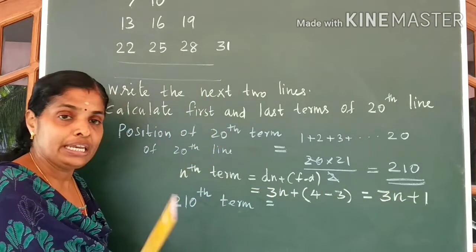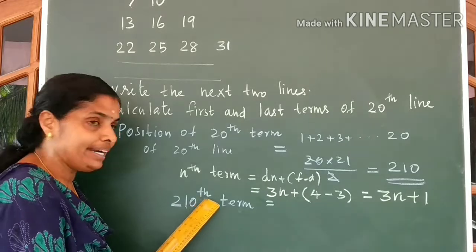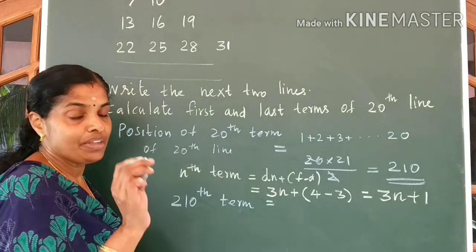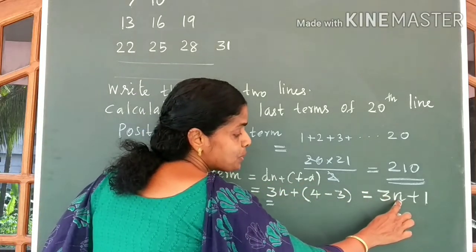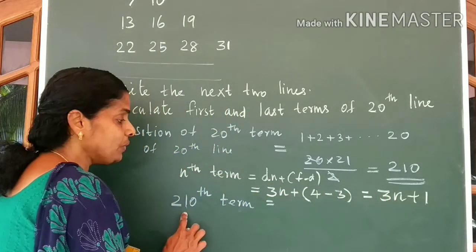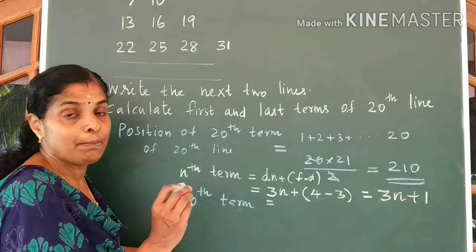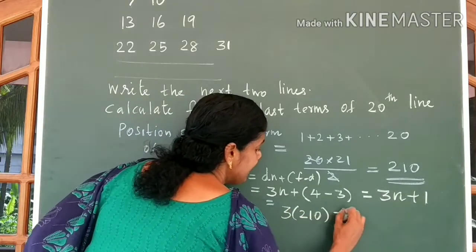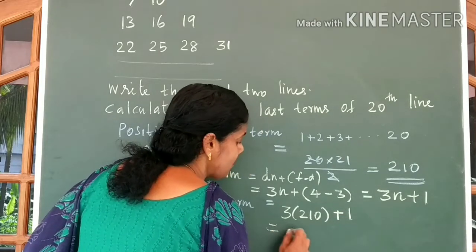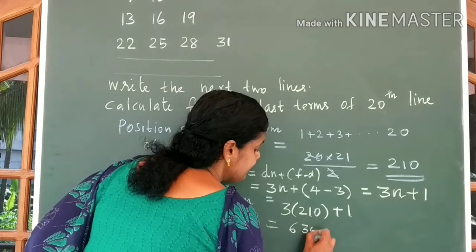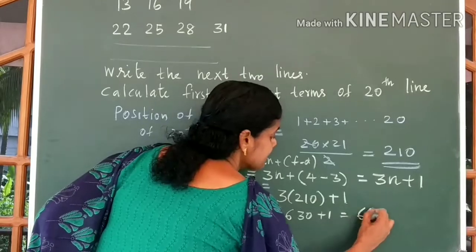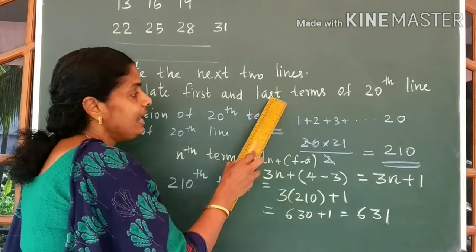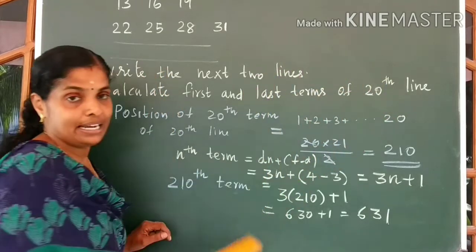Now what do we need? We need the 210th term. So to get 210th term, it is enough if you substitute n is equal to 210. So what will be your answer? 3 into 210 plus 1. That is equal to 630 plus 1, 631. So we got the last term of the 20th line.